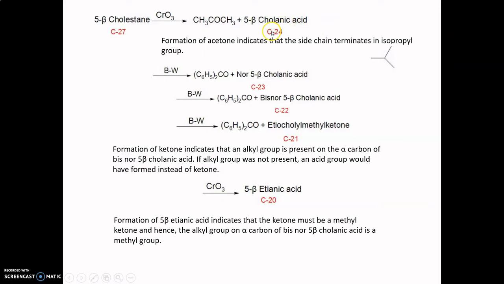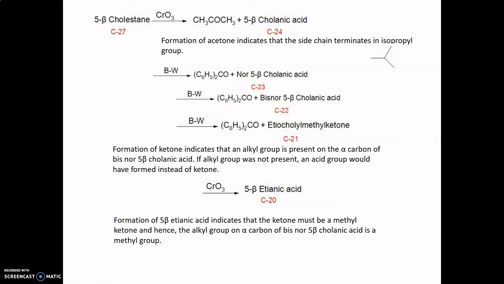Now this C24 compound, 5-beta cholanic acid, is subjected to Barbier-Wieland degradation. You get a C23 compound, nor 5-beta cholanic acid. So we have lost one carbon atom when we move from 5-beta cholanic acid to nor 5-beta cholanic acid. In the next Barbier-Wieland degradation, again one more carbon is lost. You get bis-nor 5-beta cholanic acid, which is a C22 compound. It has 22 carbon atoms here.